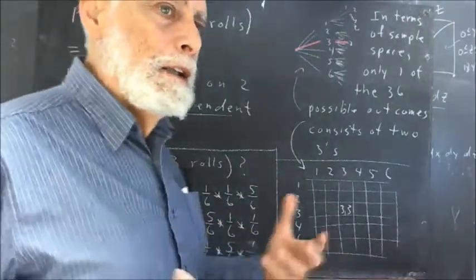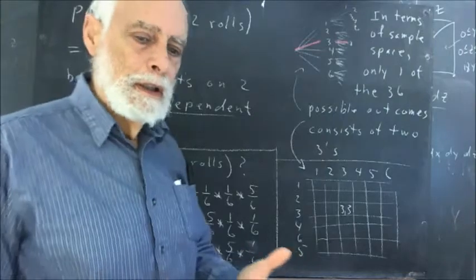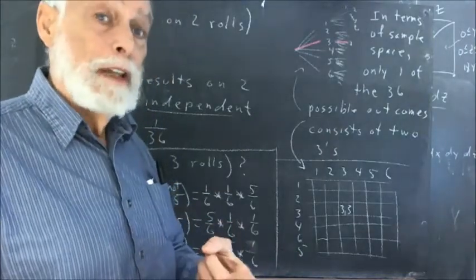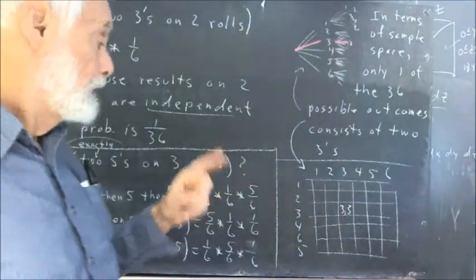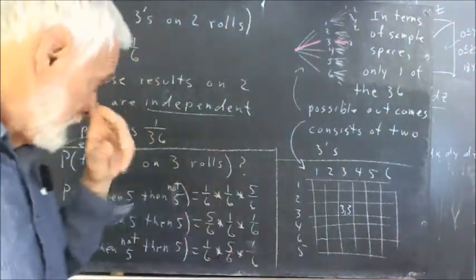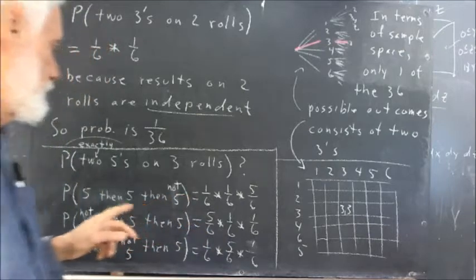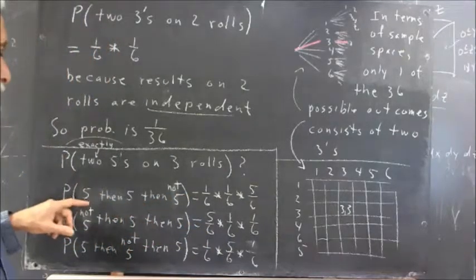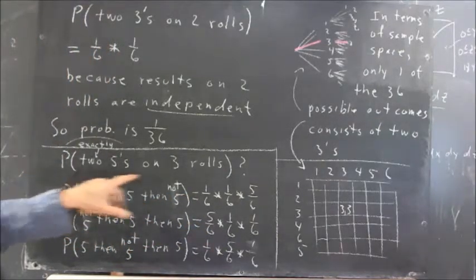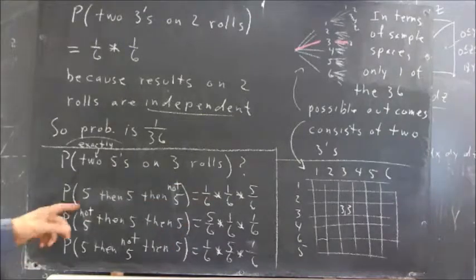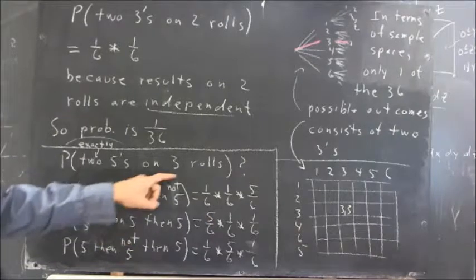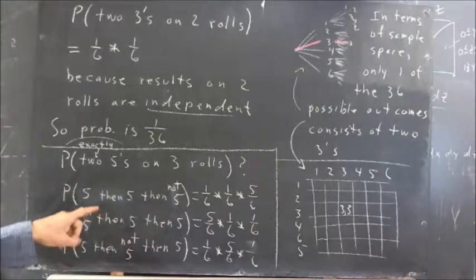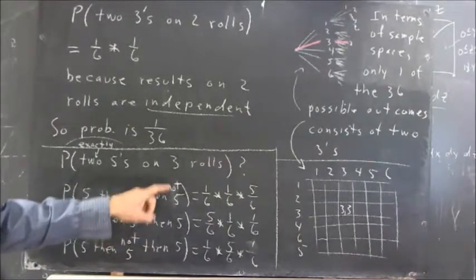Well, what's the probability of getting a 5? The probability is 1/6 each time we roll a die. To get two 5s on three rolls, one way to do it would be to get a 5, then a 5, then something besides a 5. So we get a 5, then a 5, then a not 5.